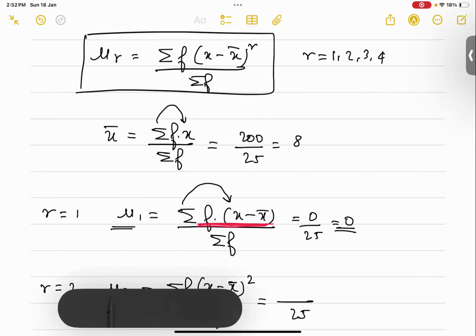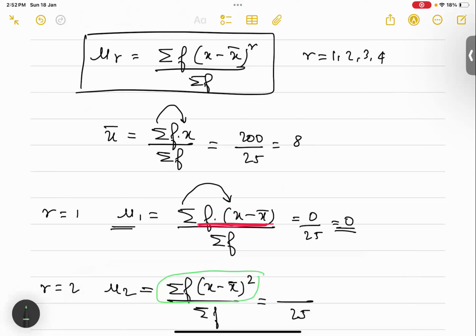Firstly, why is this column required? f into (x minus x bar) the whole square. Because summation is besides that particular column. Wherever there is summation, that column should appear. So f into (x minus x bar) the whole square.